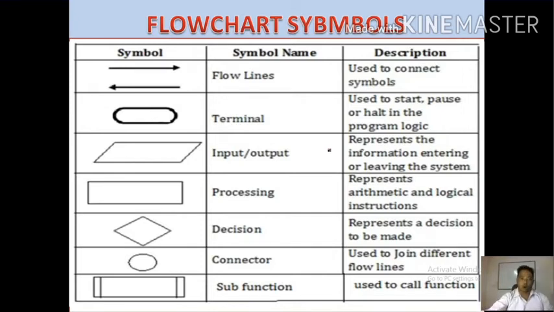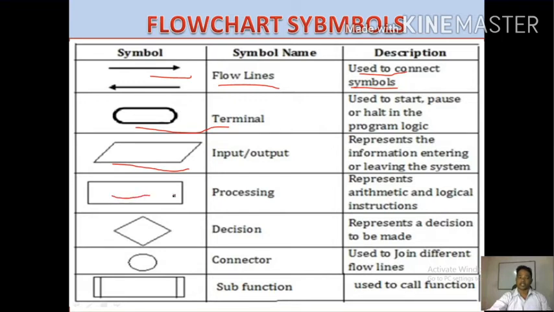So these are the symbols. First of all, these symbols are called flow lines, and the flow lines are used to connect the symbols. Different symbols are connected to each other using the flow lines. Next is called the terminal, used to start, pause or halt the program logic. Next, very important, is the input output box, which represents the information entering or leaving the system.